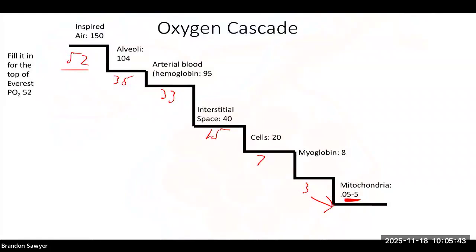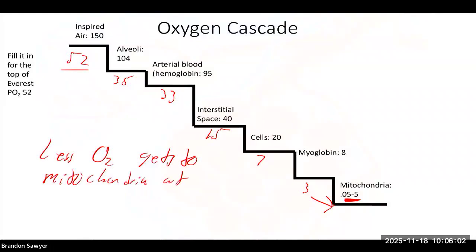And so the bottom line is that a lot less oxygen is going to get to the mitochondria when we're at altitude. So this is the tough part about moving and exercising at altitude: we just can't use our oxidative system as much because we don't have as much oxygen available in our mitochondria.